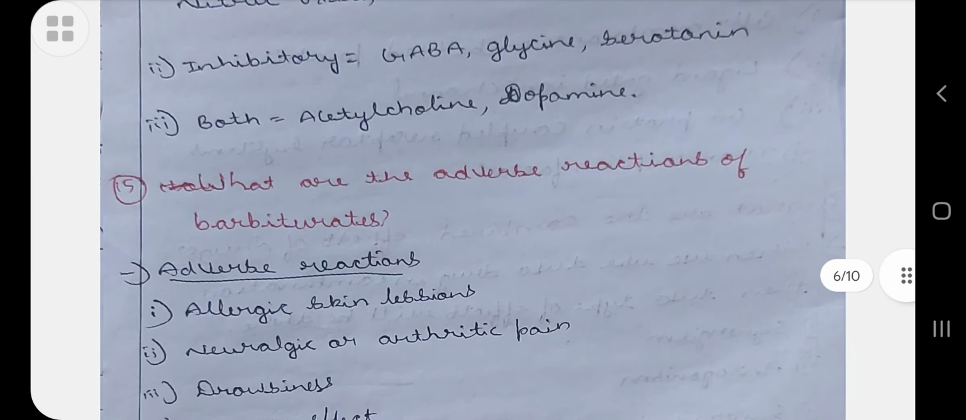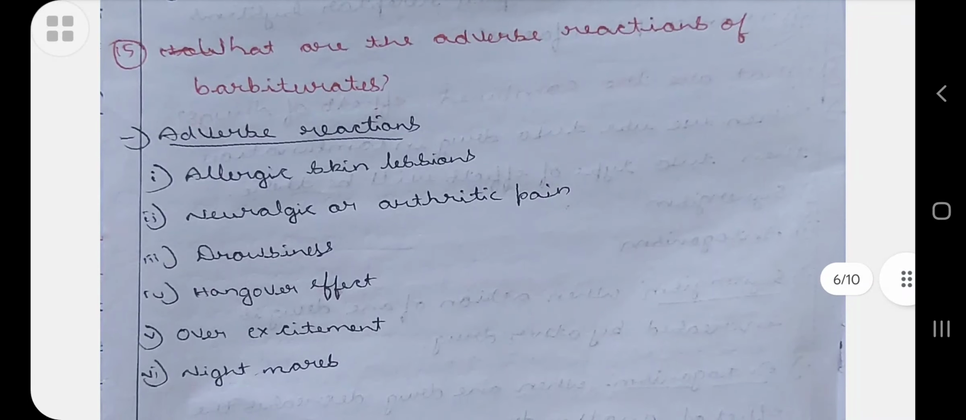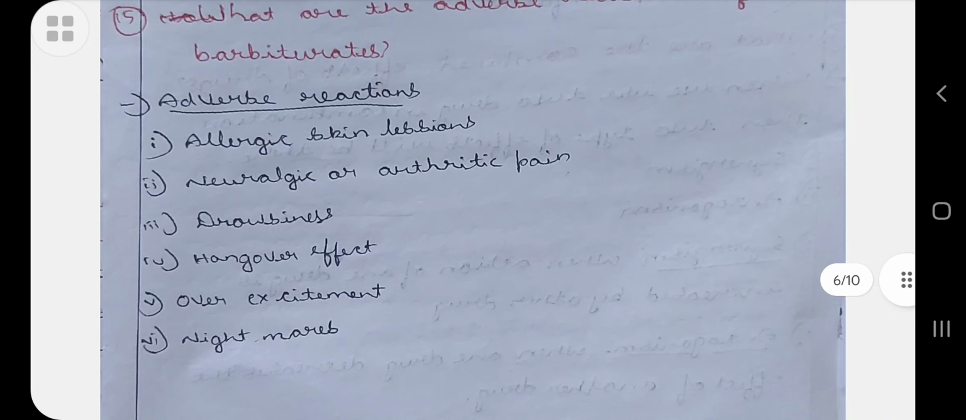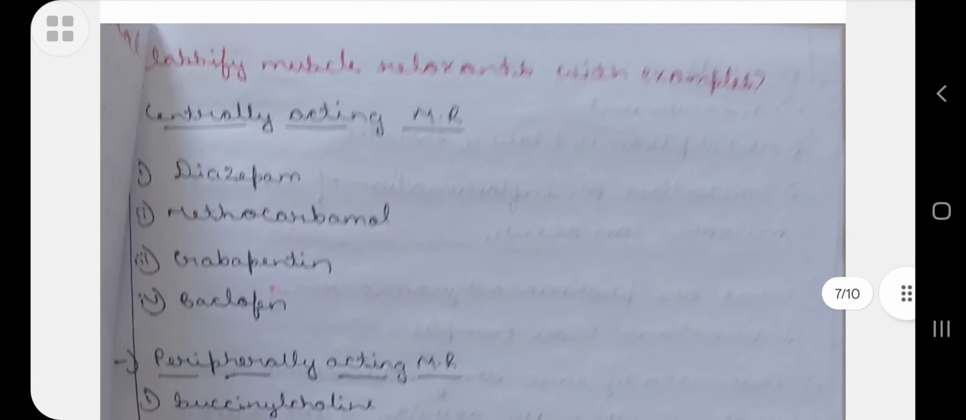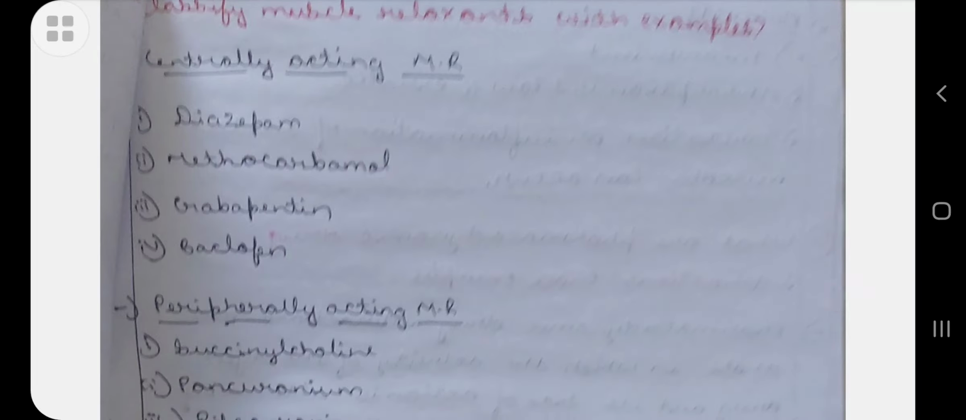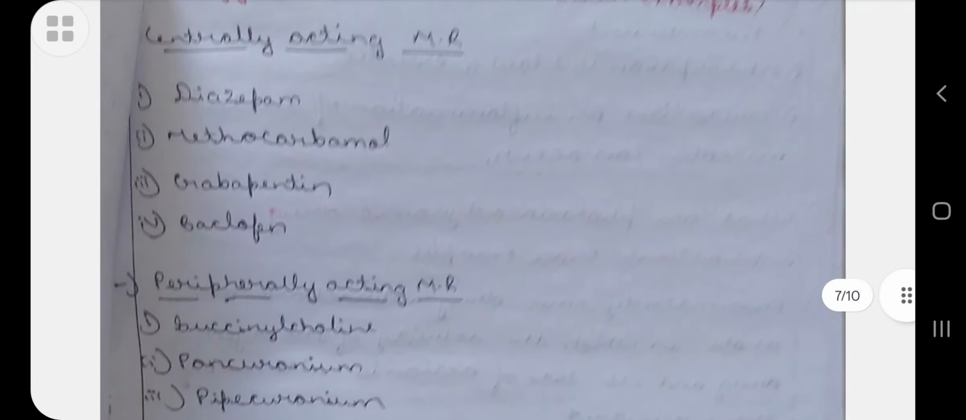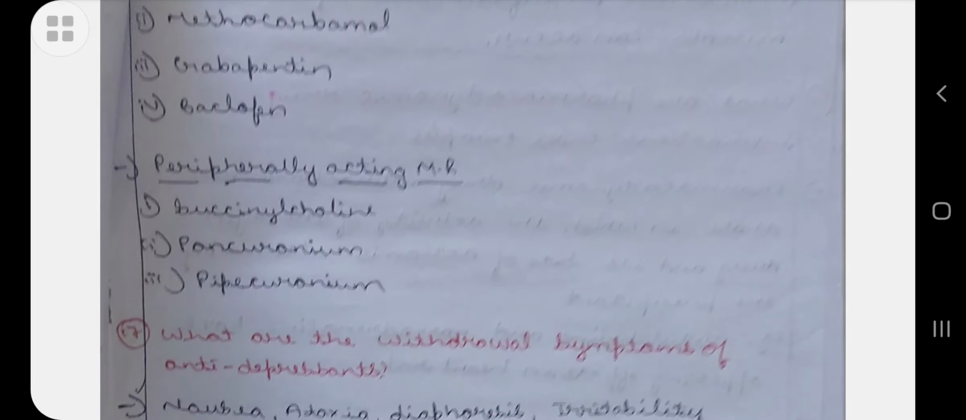What are the adverse reactions of barbiturates? See, allergic skin lesions, then arthritic pain, drowsiness, hangover. These are all the adverse effects of barbiturates. Barbiturates are hypnotics. Then classify muscle relaxants. The first one is centrally acting muscle relaxants: diazepam, gabapentin, baclofen. Peripherally acting: succinylcholine.